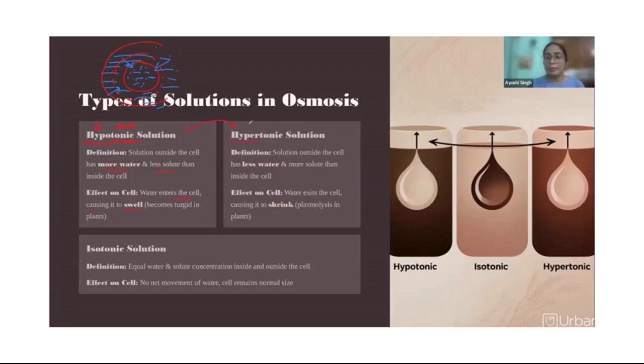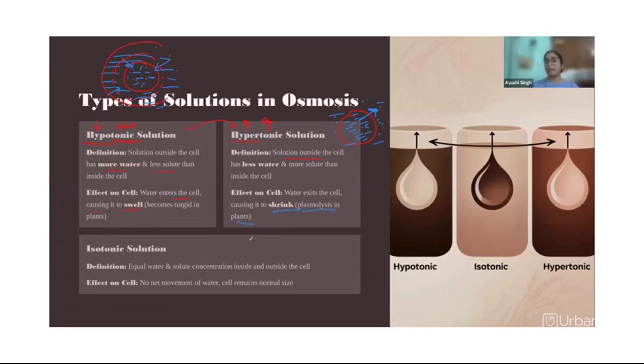Okay, coming to hypertonic: that means more solute, okay? So what happens? The solution outside the cell will have less water and more solute. Let me draw the solute here. So water will be less outside, let's say only this much water, and inside there is more water, and the solute will be more here and less inside. So water will move from inside the cell to outside the cell, and this will cause the cell to shrink, right?